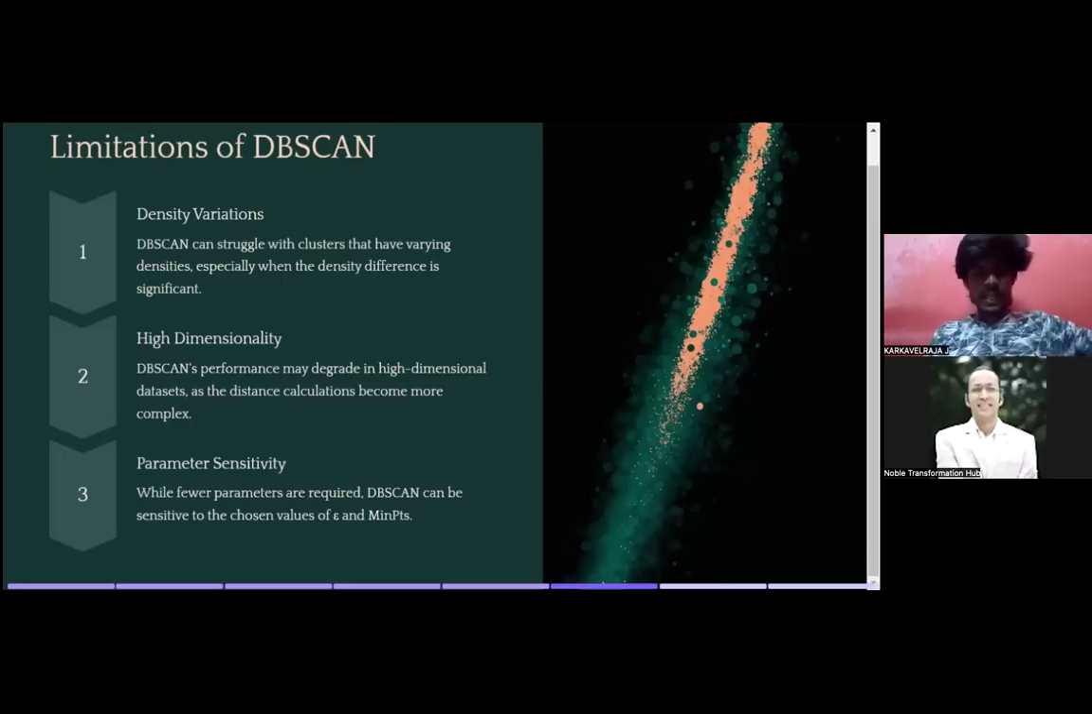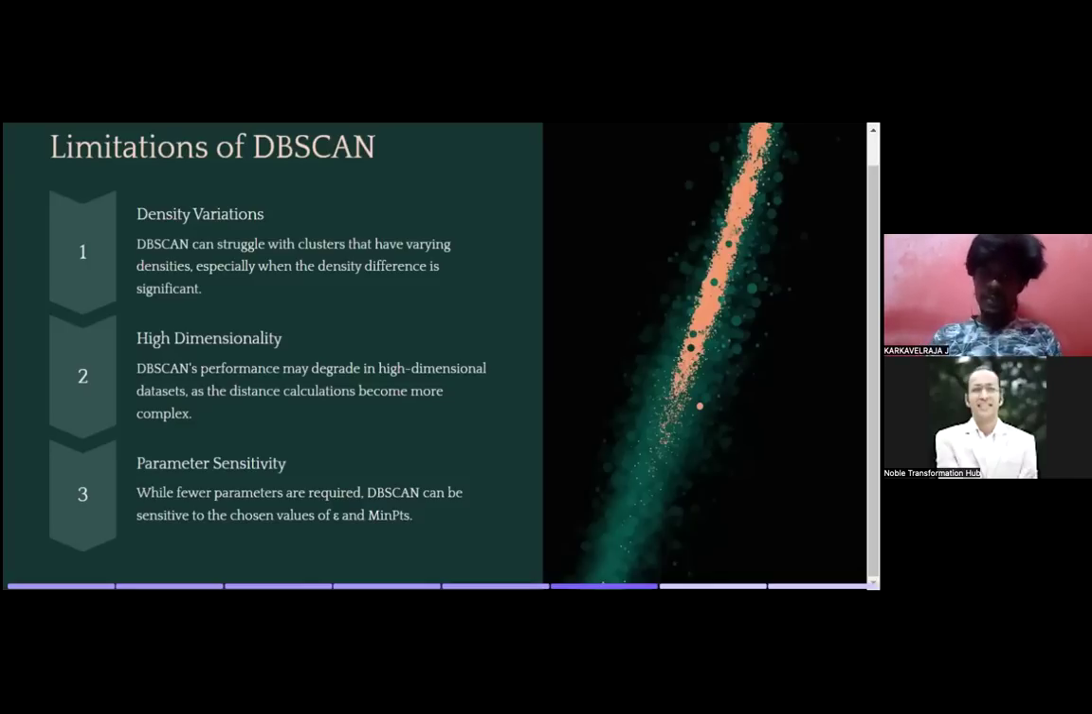Then parameter sensitivity. While few parameters are required, DBSCAN can be sensitive to the choice of values of epsilon and min points. It's both an advantage and a disadvantage. Guys, are you able to understand? In the advantages, we said that it has only two parameters. You just need to take these two parameters. That is an advantage.